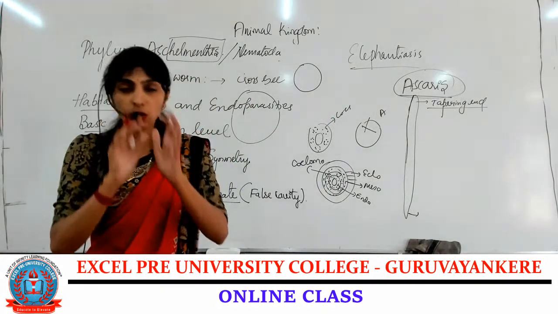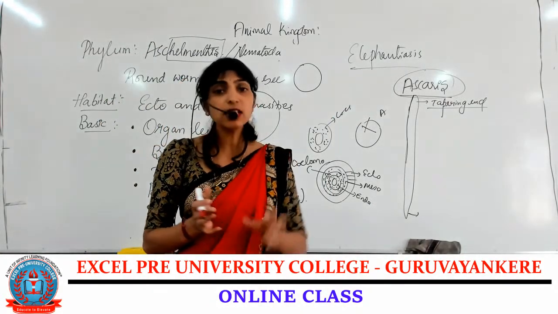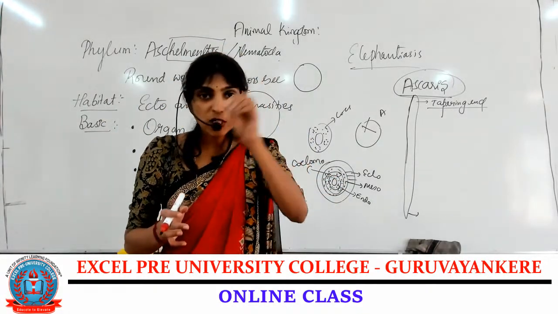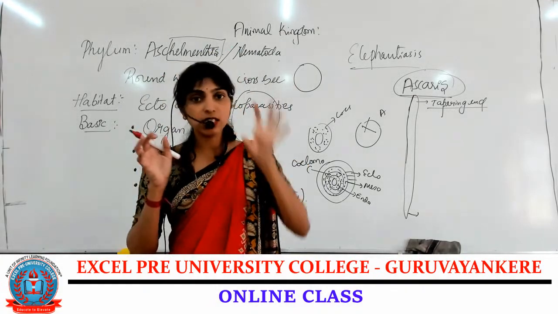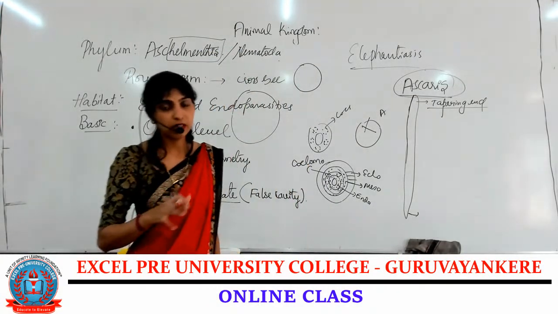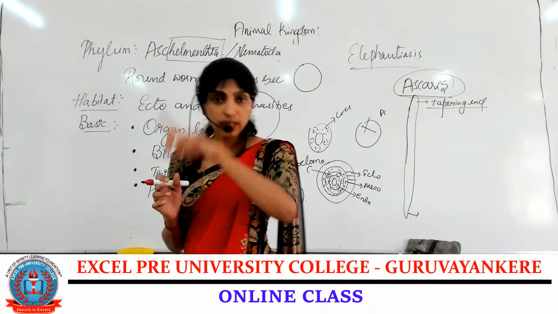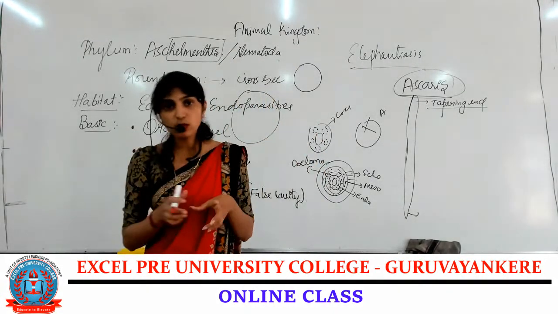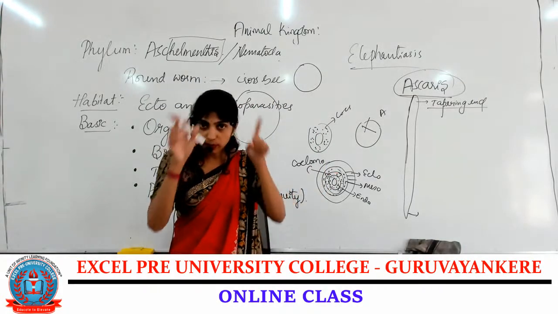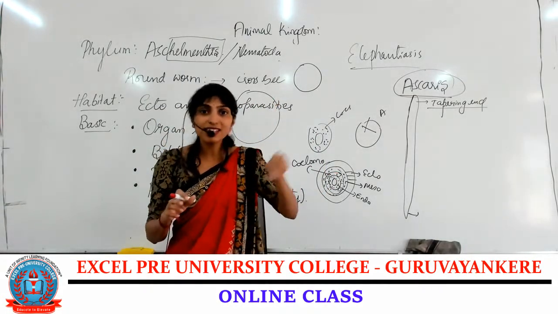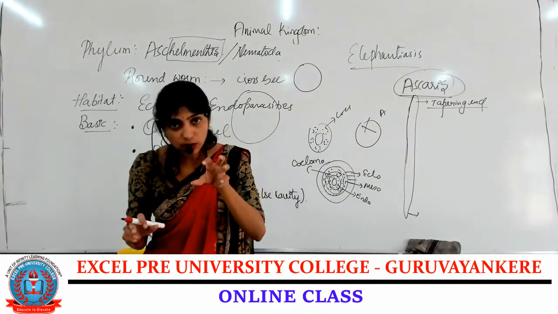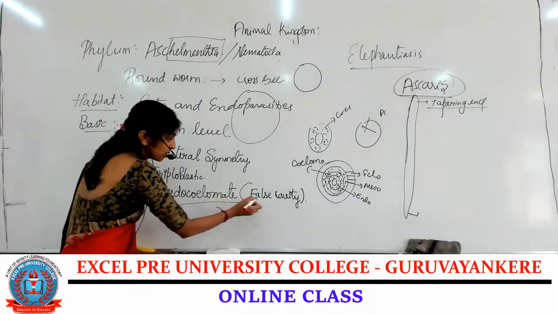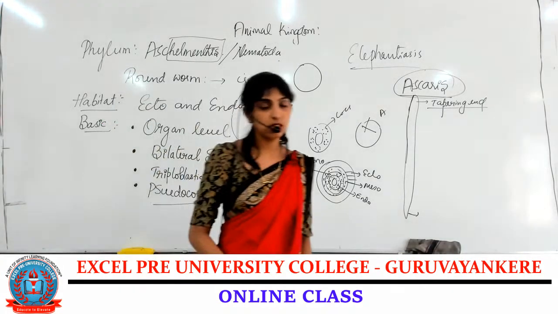That means the organism possesses a body cavity, but it is not lined by mesoderm. Instead, they will be having smaller groups of mesoderm present in the body cavity. In the case of coelomates, they will be having a body cavity, and that body cavity will be lined by the mesoderm. But here, it is not having a mesodermal lining. Mesoderm is present here and there. That means they have a coelom, but it is not a true coelom. That is why we call them pseudocoelomates or false cavity.